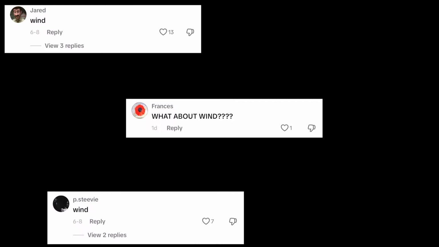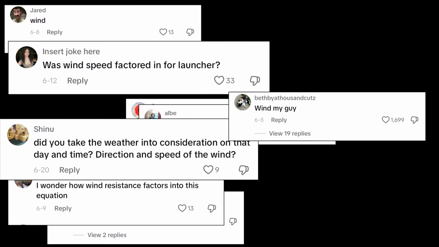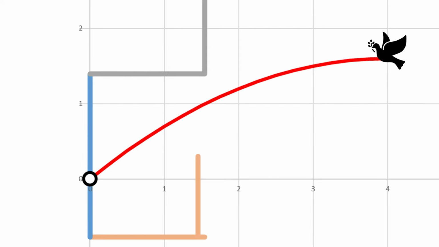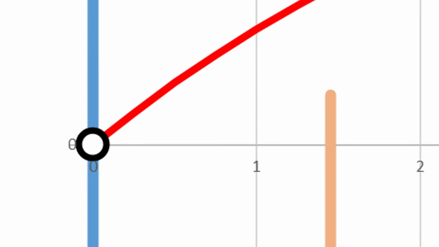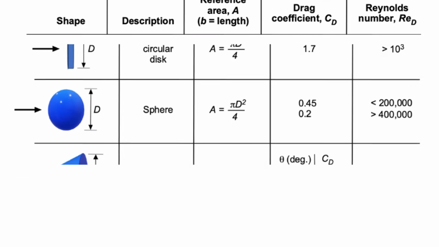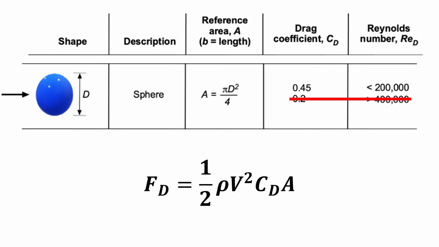Okay, what's next? Loud and clear. Y'all wanted me to look at wind and air resistance. Buckle up, and remember, you asked for this. To start, let's assume that bird poop, like cows, are perfectly spherical. Now we can go to a bluff body drag table and find the constants for a sphere, which apply to this equation for drag force.